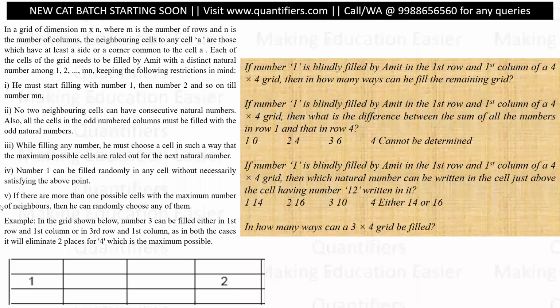Now, let's understand the question first. It says, in a grid of dimensions m into n, where m is the number of rows and n is the number of columns. So if I'm writing 4 into 4, 4 rows, 4 columns. If I'm writing 5 into 6, there are 5 rows and 6 columns.